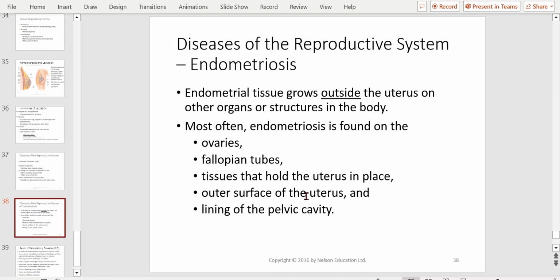Okay, endometriosis. Here we're talking the endometrial tissue grows outside the uterus. Yes, you heard me right. Endometrial tissue now grows outside the uterus on other organs or structures in the body that are completely unrelated to the uterus. Most often, endometriosis is found in the ovaries, fallopian tube, tissues that hold the uterus in place, outer surface of the uterus, and lining of the pelvic cavity.